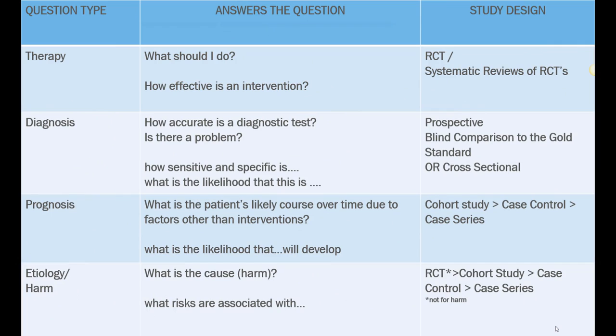Next, I want to show you how to search based on the type of clinical question you're looking to answer. I want to refresh your memory about evidence-based practice and the different types of questions you might seek to answer. It may be therapy, a diagnosis, prognosis, or etiology harm question. And that correlates to the type of study design you're most likely to find to answer that specific type of question. PubMed has filters built right in to help you retrieve those specific study designs.